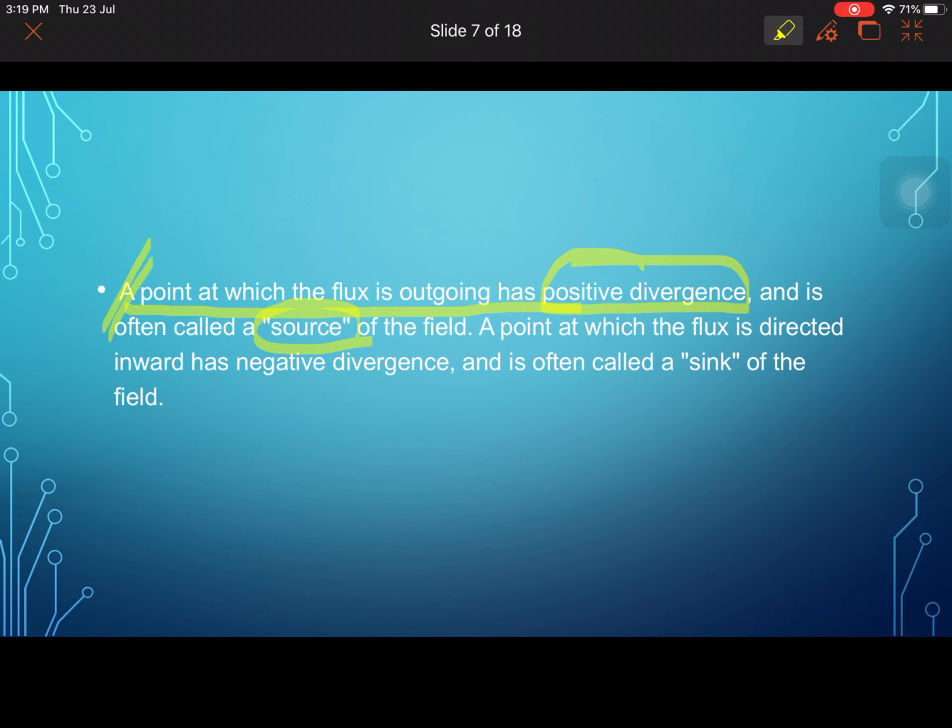A point at which the flux is directed inward has a negative divergence. It is often called the sink of the field. That means the point where the entire flux lines are entering and sinking. At that point the div f value is lesser than 0, or otherwise a negative number. So it is often called a sink.